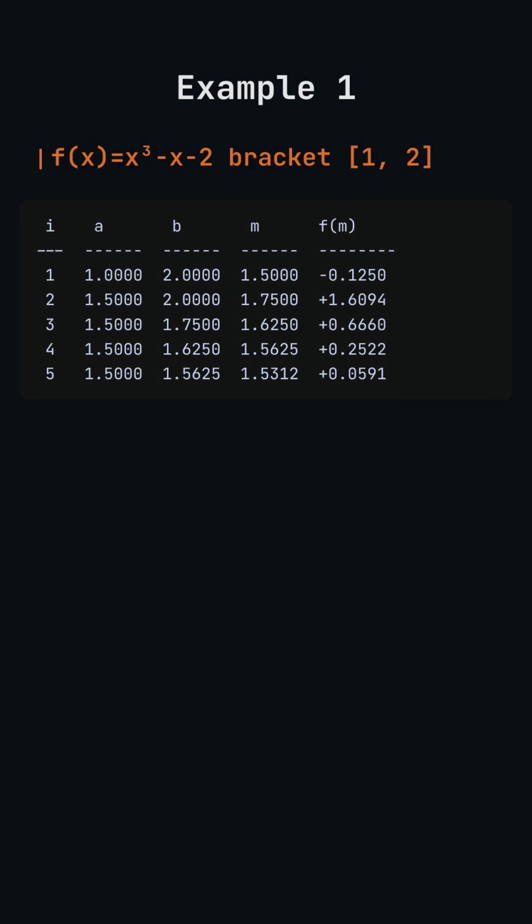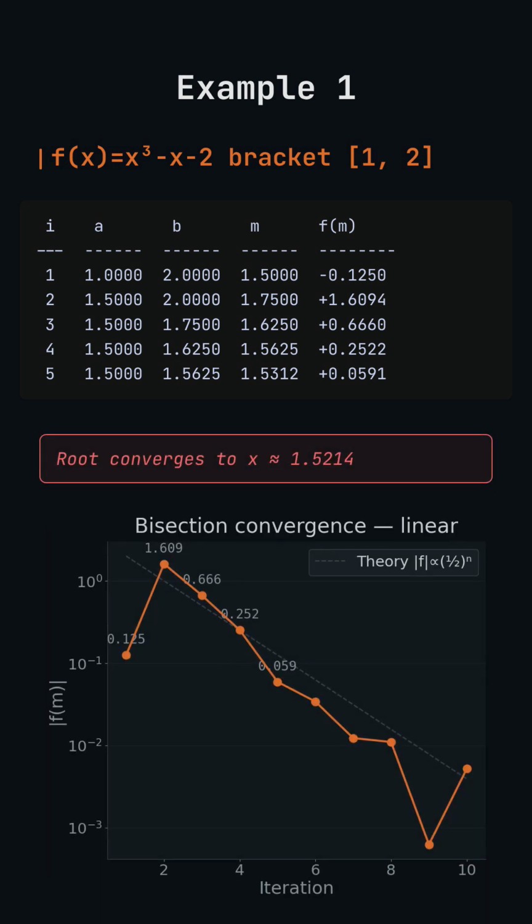Let us apply this to f(x) = x³ − x − 2, starting with the bracket from 1 to 2. The first midpoint is 1.5 and f(1.5) is negative 0.125. Since f(a) is also negative, the root is in the right half, so a jumps to 1.5. From here, the midpoints keep the right bound at 2 while the left bound climbs. After just 5 steps, the interval is narrow and the root is pinned at 1.5214.